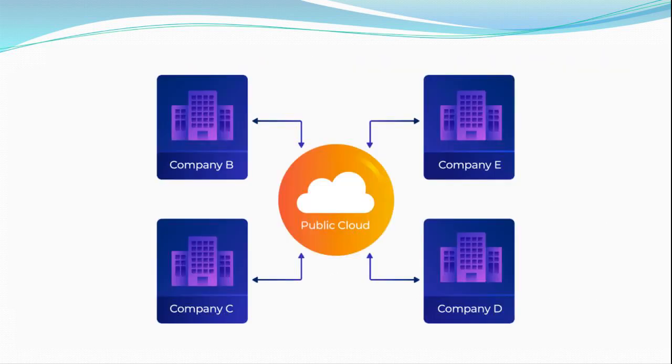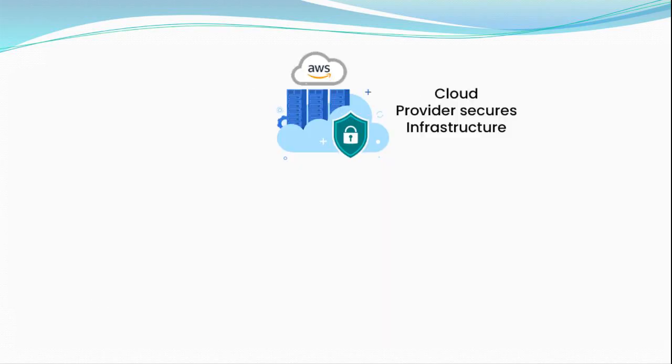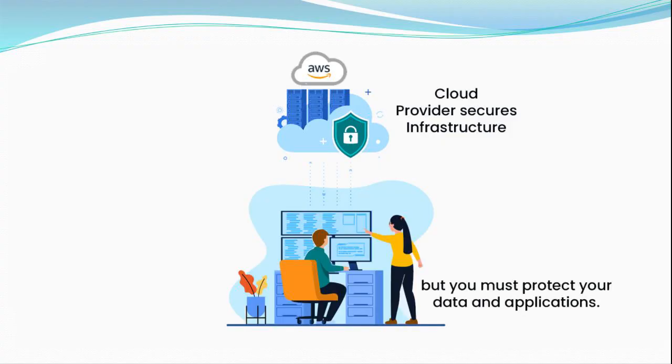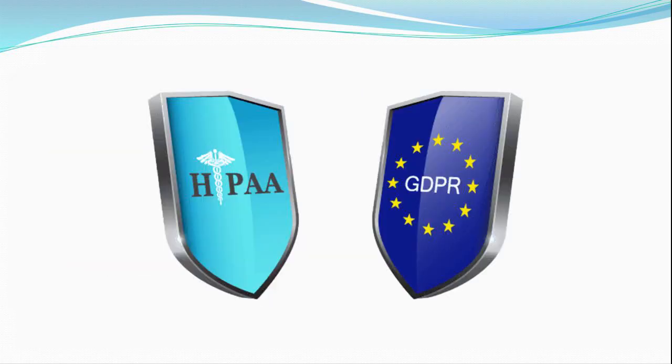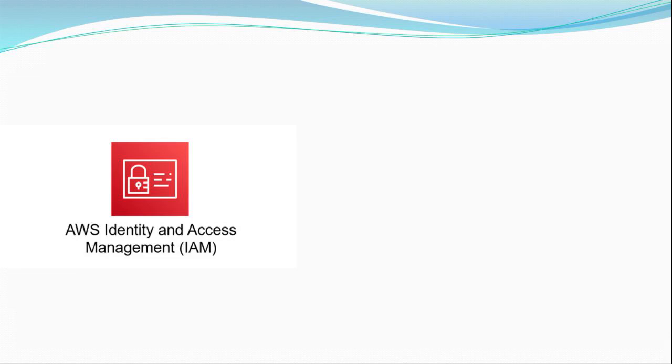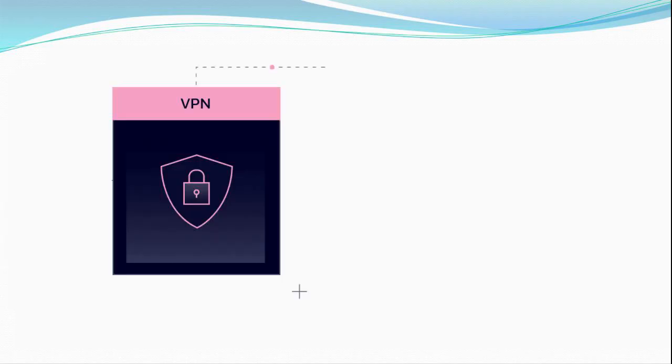To start with, let's talk about public cloud security. Public clouds like AWS, Azure, and Google Cloud offer scalability and flexibility, but security is a shared responsibility. The cloud provider secures infrastructure, but you must protect your data and applications. For this to be done, your data must comply with regulations like HIPAA and GDPR. Also, using strong IAM policies and encryption reduces risks. Another thing to look into is network security tools like VPNs and firewalls.